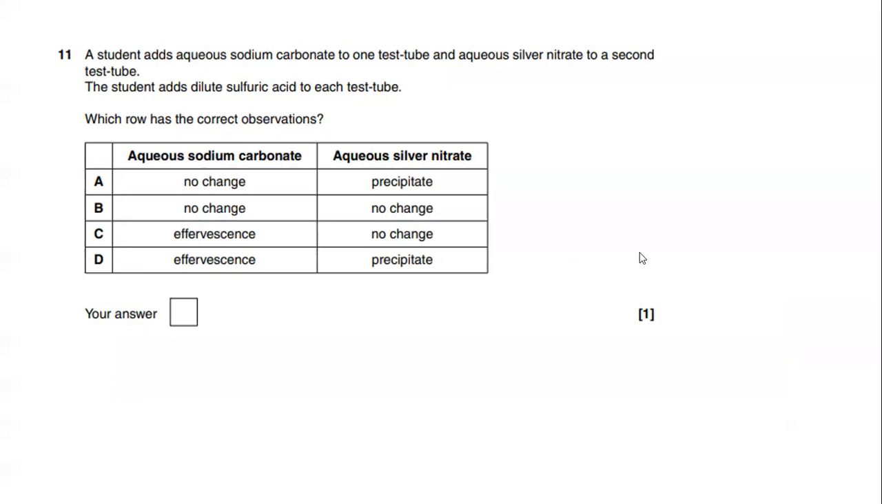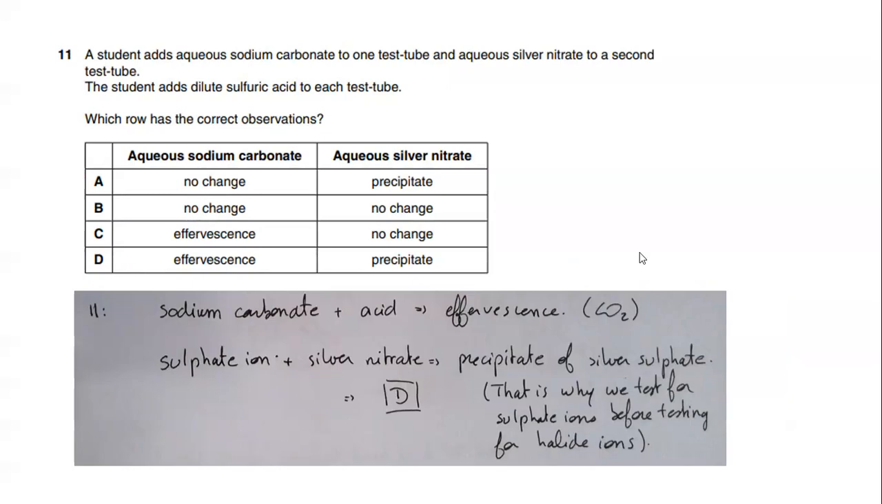Number 11, a student adds aqueous sodium carbonate, so that's a base, to one test tube, and aqueous silver nitrate to a second test tube. The student adds dilute sulfuric acid to each test tube. So if you have sodium carbonate with the sulfuric acid, you're going to have acid plus metal carbonate goes to salt plus carbon dioxide plus water, so you should see effervescence. So it's either going to be C or D. And then silver nitrate is going to react with sulfate to form a precipitate. So the correct answer was D.